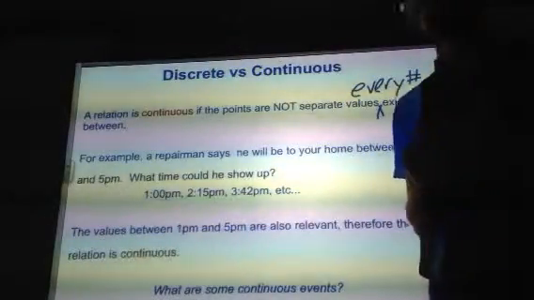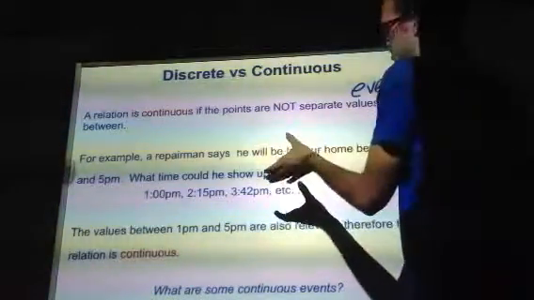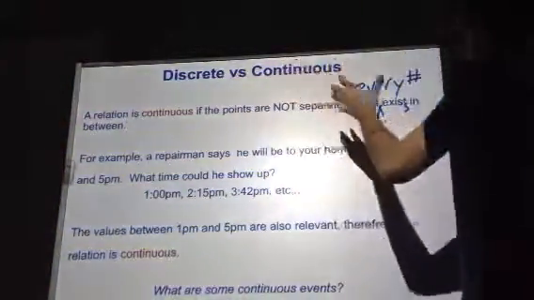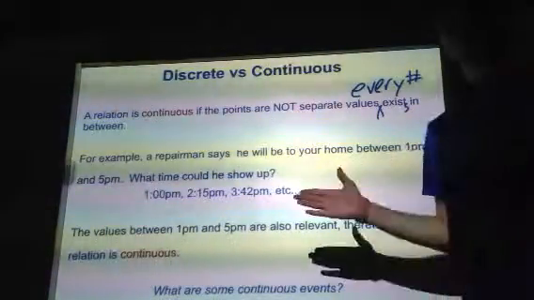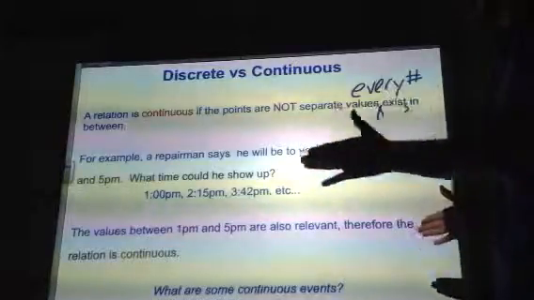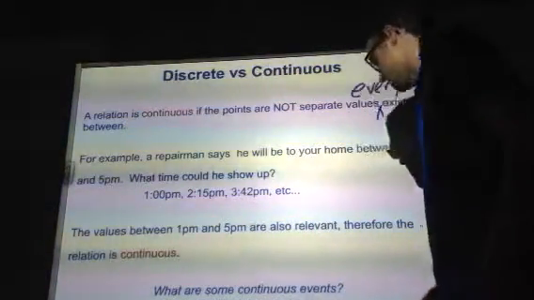It's not something we can count, it's something that we can measure, because there are infinite numbers of answers in a continuous situation. Okay, the possible answers continue through that whole span between 1 and 5. All the answers are continuous. So what are some continuous events?